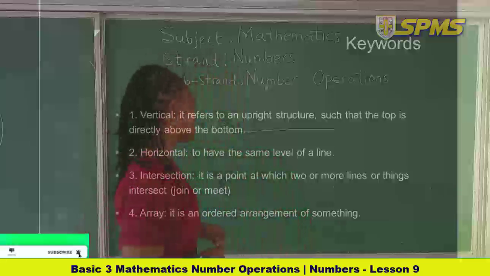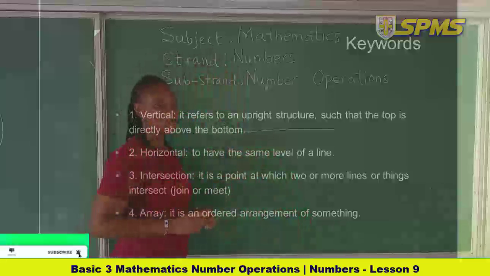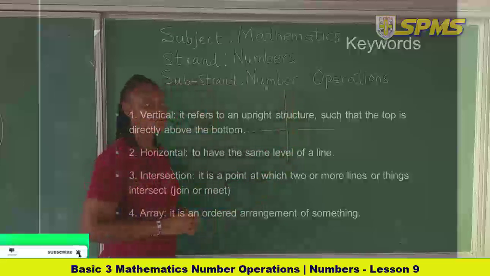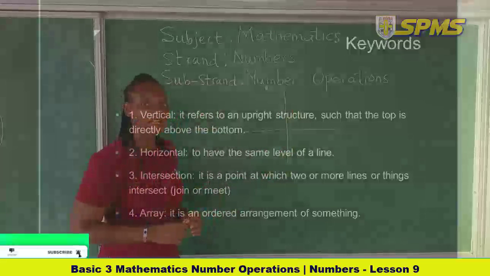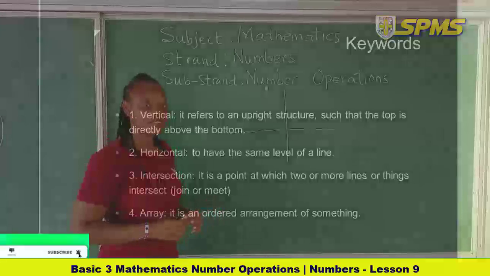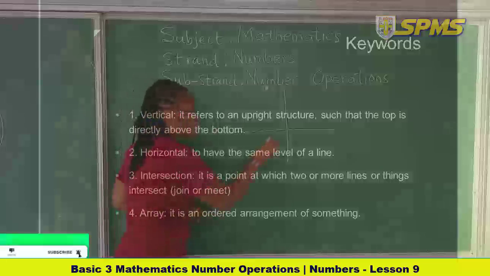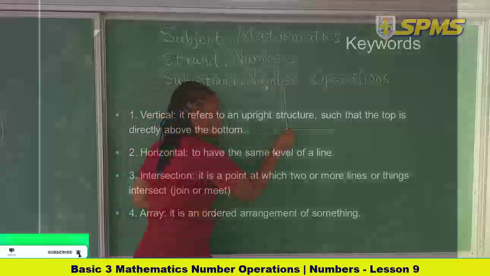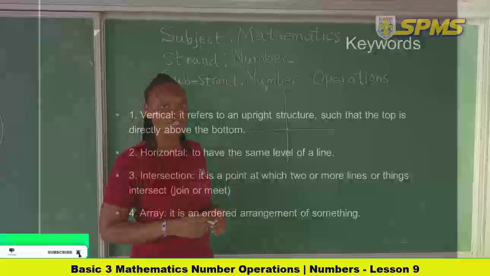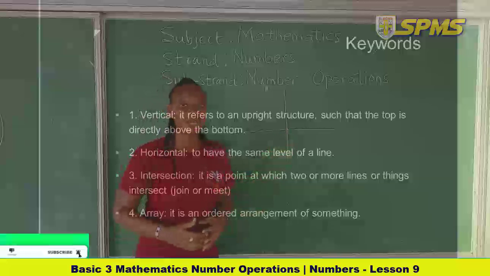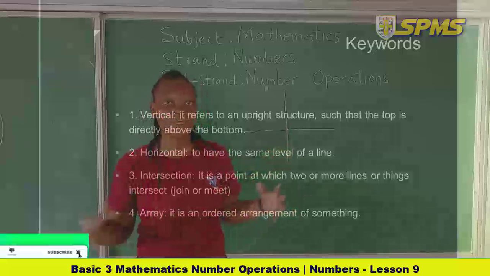So when two lines, this is our horizontal line, when I draw a vertical line across it, where do the lines meet? The point at which the lines meet. Good. So they meet here. So this point becomes an intersection. It means that is where the two lines meet or intersect.